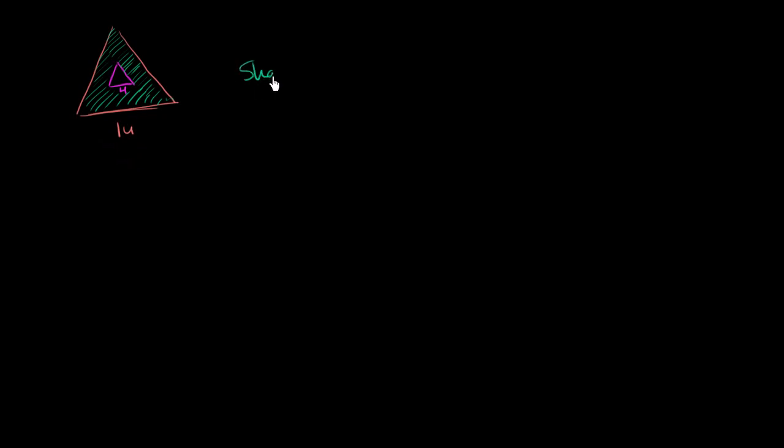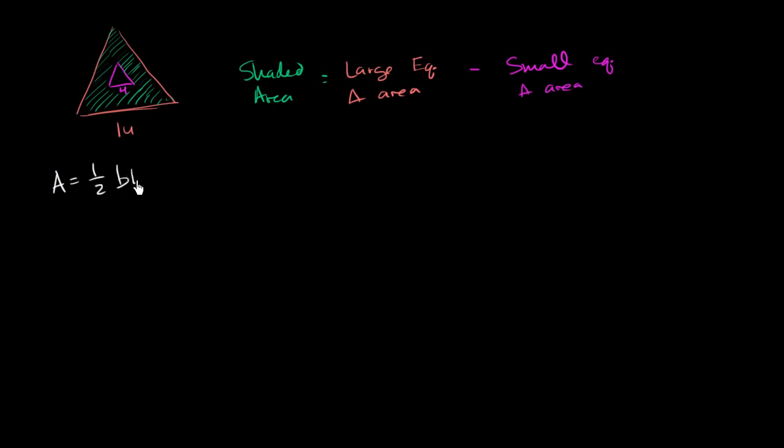Well, the shaded area is going to be equal to the large equilateral triangle's area minus the small equilateral triangle's area. So we just have to figure out what the area of each of these equilateral triangles is. And to do it, we remember that the area of a triangle is equal to 1/2 base times height. But how do we figure out the height of an equilateral triangle?